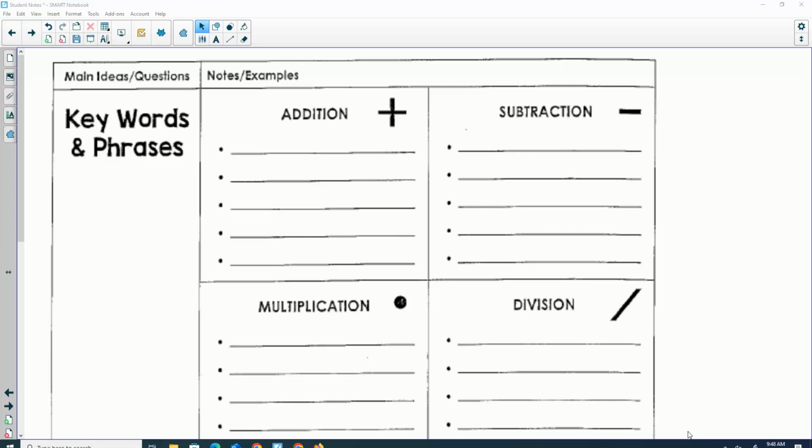So next thing we are talking about is what different words mean when you see them in a word problem or in a sentence. What math operation are these things telling us that we need to do? So we're going to make a list of some key words so we know what those mean.